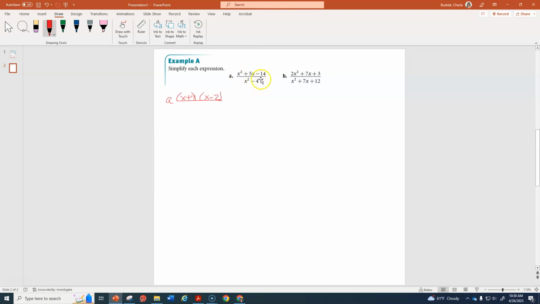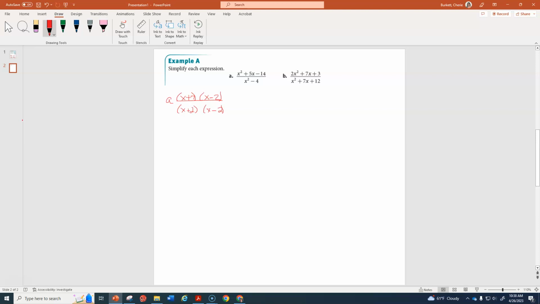The bottom, I notice, is just a binomial. So I'm either going to look for a GCF or see if it's a perfect square. I'm sorry, not a perfect square, but the difference of two squares. x squared is a perfect square, 4 is a perfect square, that's a minus sign, that is the difference of two squares. Difference of two squares always factors this way. You put the root of the first term in the front, you put the root of the second term in the back, and then you put a plus sign in front of one of them and a minus sign between the other two.